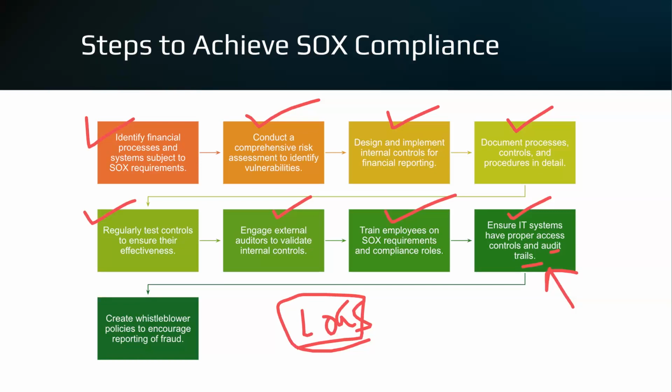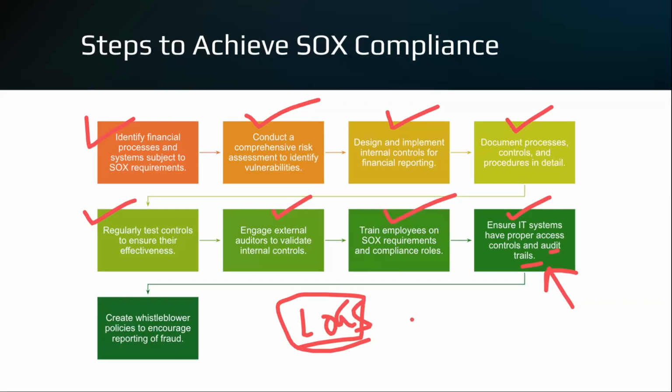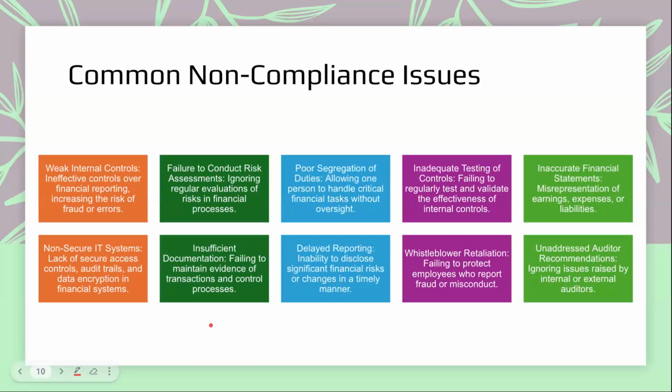Okay, and it is mandatory to have it. If it is disabled, it becomes a big issue. Okay, non-compliance, basically weak internal controls, failure to conduct risk assessment, poor segregation of duties. Why is segregation of duties important here for finance?